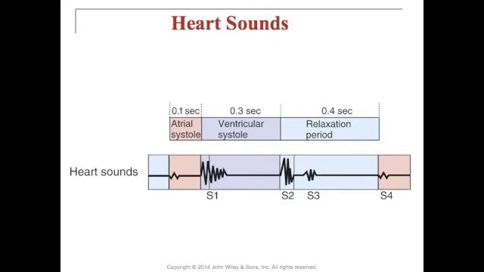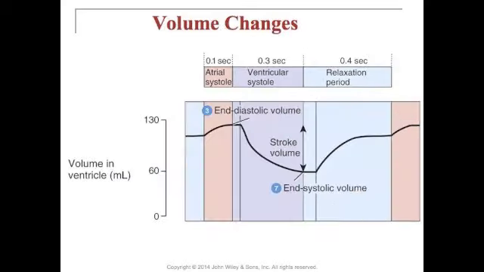This next slide shows heart sounds. And moving on to the next slide, volume changes. So at number 3, atrial systole contributes the final 25 milliliters of blood to the volume already in each ventricle. The end of the atrial systole is also the end of the ventricular diastole. Thus, each ventricle contains about 130 milliliters at the end of its relaxation period. This blood volume is called the end diastolic volume, or EDV.